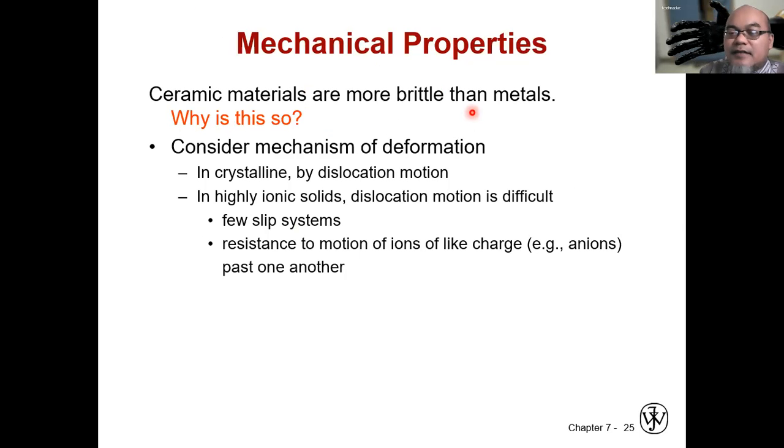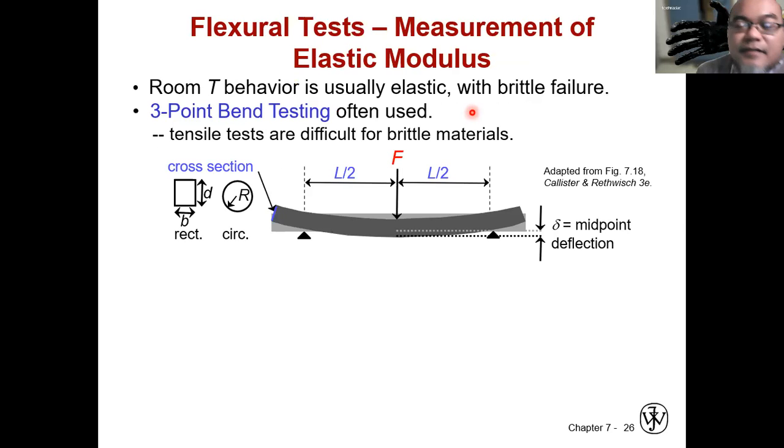So how do we characterize the material such that we can get all these mechanical properties? Of course, we have explained the tensile test machine. There is also the flexural test to measure the elastic modulus. Room temperature behavior is usually elastic with brittle failure. We can use 3-point bending testing because if you pull a brittle material like ceramic, you cannot pull it too much; when it is beyond the elastic region, it will just break.